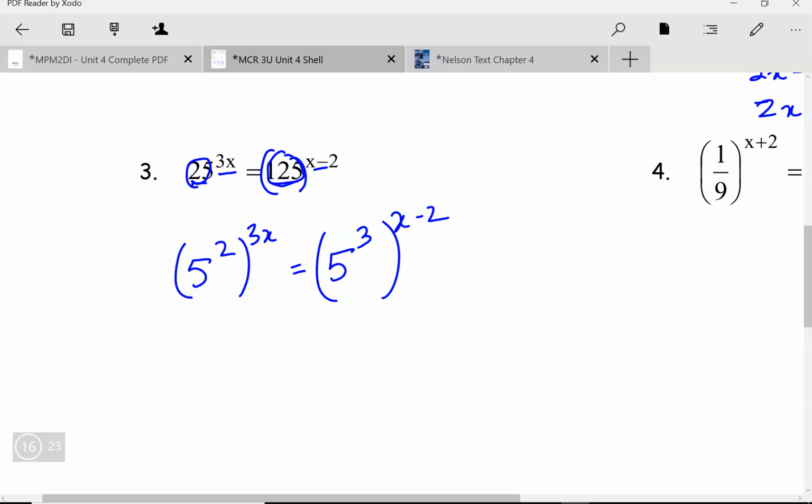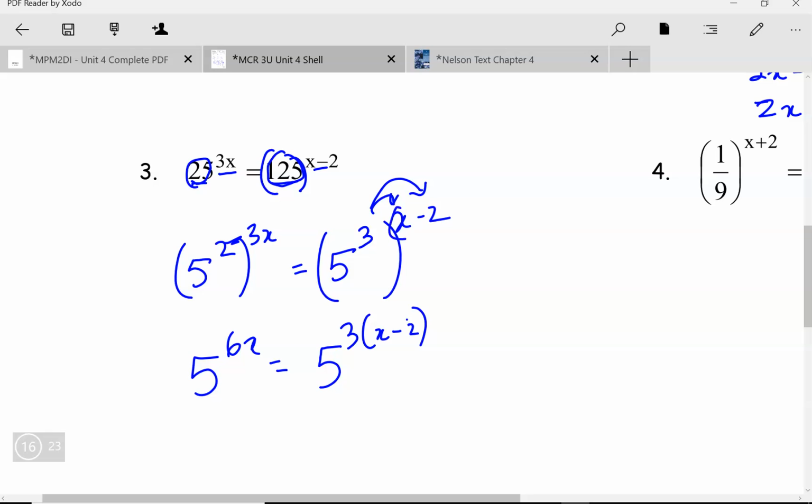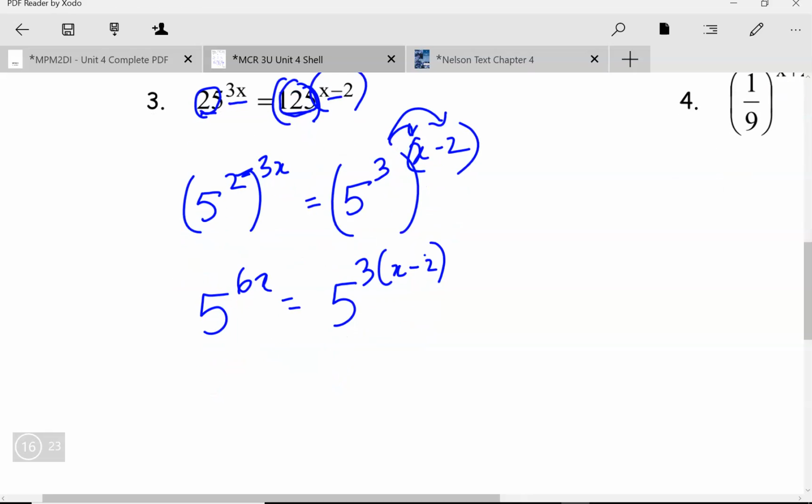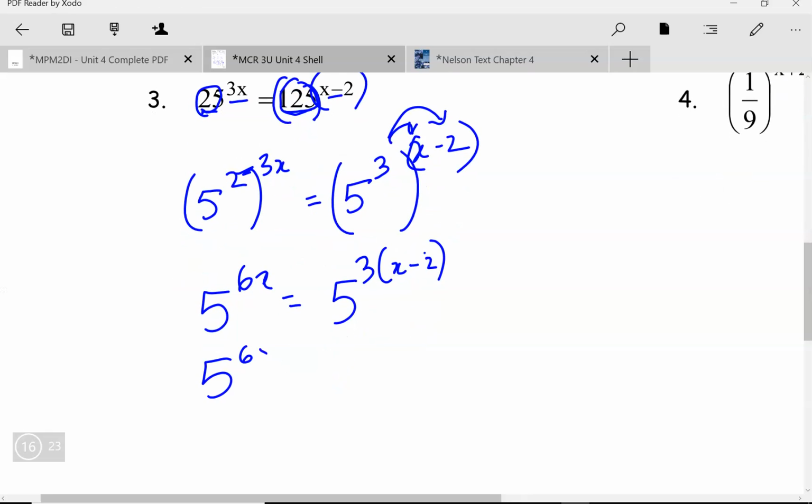So again, I'm going to multiply these things, power of a power rule. So 2 times 3x is 6x. 3 times x minus 2. Be very careful. This does follow the distributive property. If you want to put brackets around that right away, you should. Even if you're writing that out as an extra step, it's not necessary, but if you have to, I recommend it, because if you don't do distributive property, then of course you're not going to get the right answer.